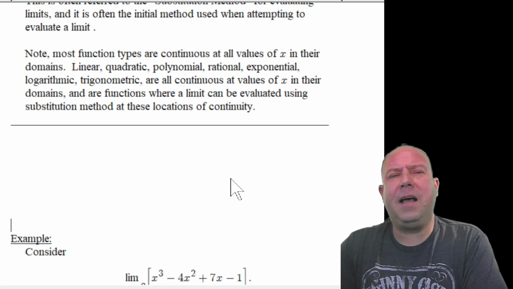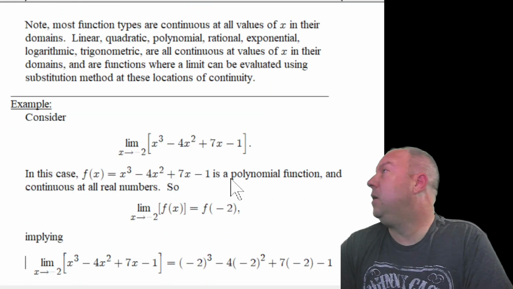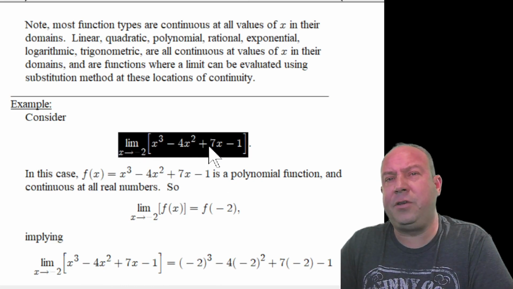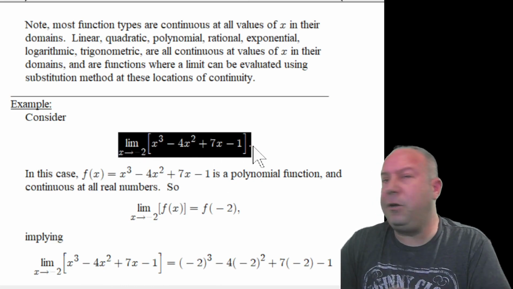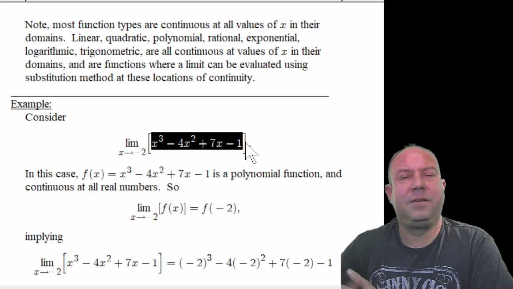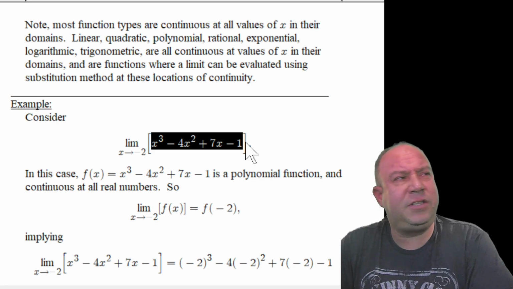All right. Let's look at an example though, where this is all very useful. Consider the limit as x approaches -2 of x cubed minus 4x squared plus 7x minus 1. If you just take note of that function, you've seen these before in college algebra.